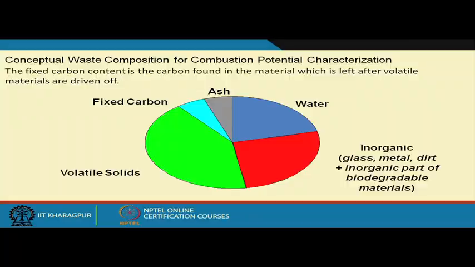So here in this pie chart, the green part is the combustible part, and we call it volatile solids or VS. That's the combustible part which will burn. The red part is the inorganic fraction, which is the glass, metal, dirt, or inorganic part of the combustible material, which is not going to react that much. And the blue part of the pie chart is the moisture content, the water. And as you know, the more the water, the worse it is for combustion.